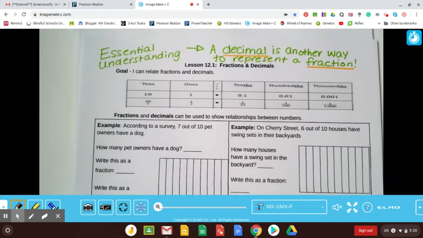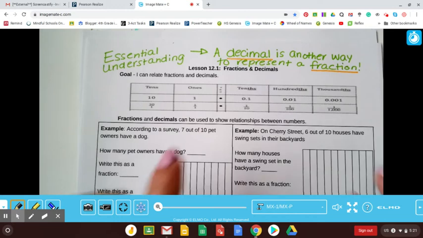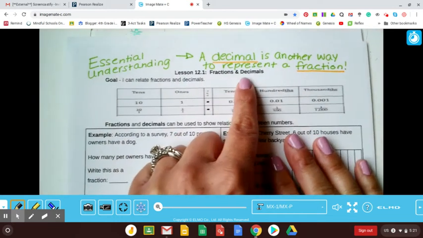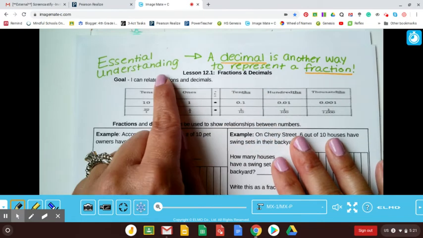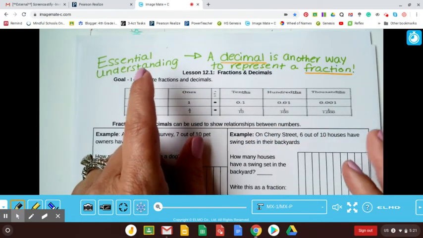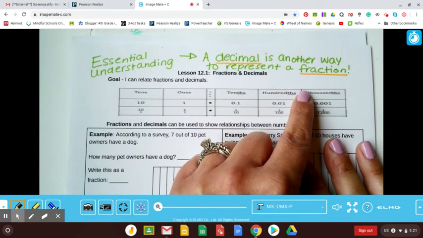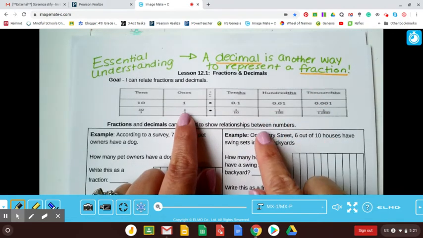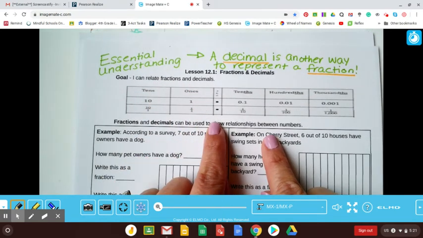Guys, welcome back. Today is Tuesday, March 31st, and we're here today to focus on lesson 12.1, which is fractions and decimals. The main thing that I want you guys to understand today is that a decimal is simply another way to represent a fraction, and they have an extremely close relationship. And that is really essentially the goal for today's math lesson.